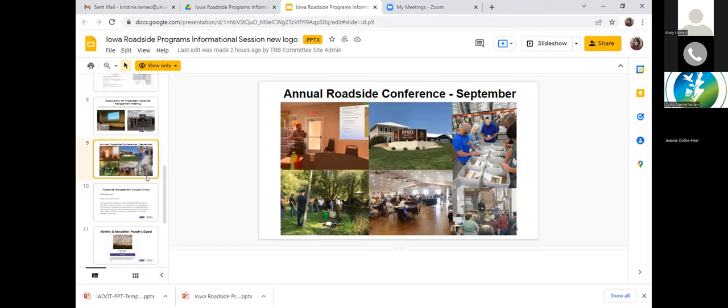And Dickinson County is doing a lot. They're trying to plant around 90 acres of roadsides a year. So they have a really active program. That'll be September 9th through 11th this year. And I can include that as well in the packet I'll be sending out if you want more information about attending that.